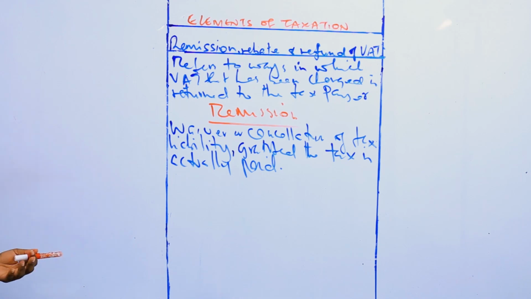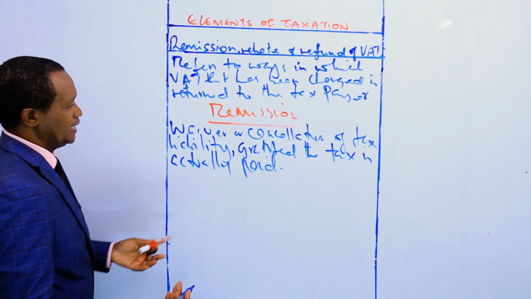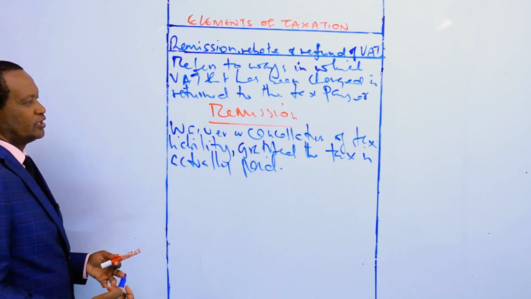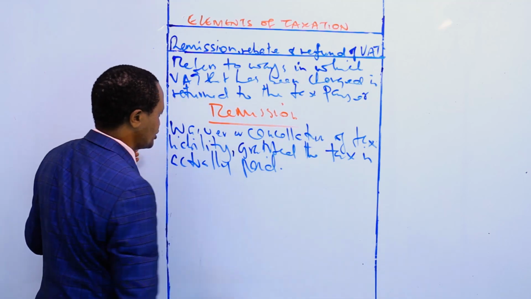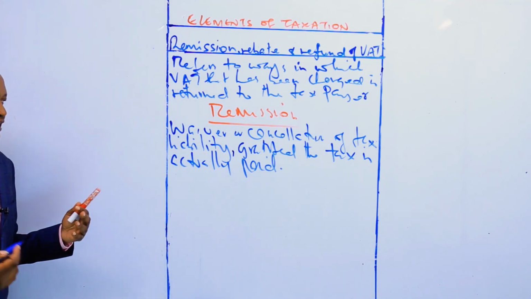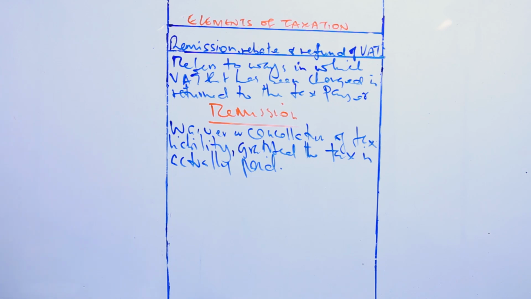Or we can say it negates the need for payment. A remission negates the need for payment because the liability has been cancelled. The taxpayer is no longer required to meet this liability. And it's typically applied for specific purposes or for certain categories of goods or services. You understand? Yes.